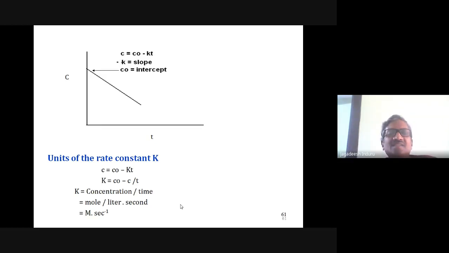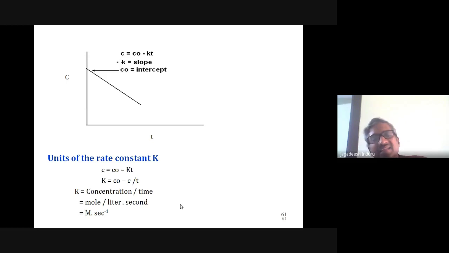So you need to mention the units. What are the units for K and T and C and C0, everything. So now we are going to take the units. C0 will be given in molar concentration, C is in molar concentration, and time is in minutes. K will be given as concentration per time. So concentration is mole per liter, and time is actually in seconds.